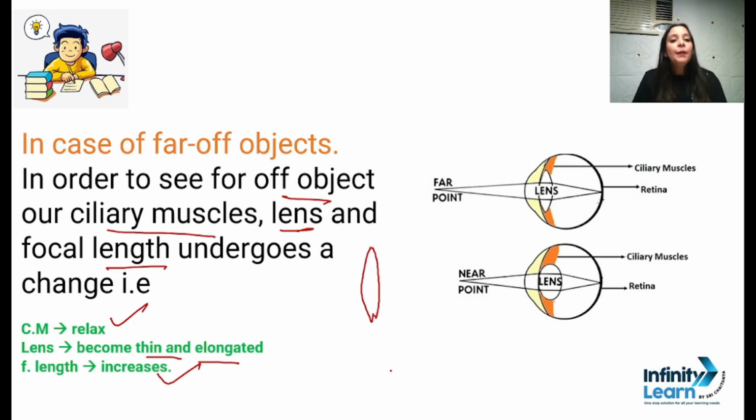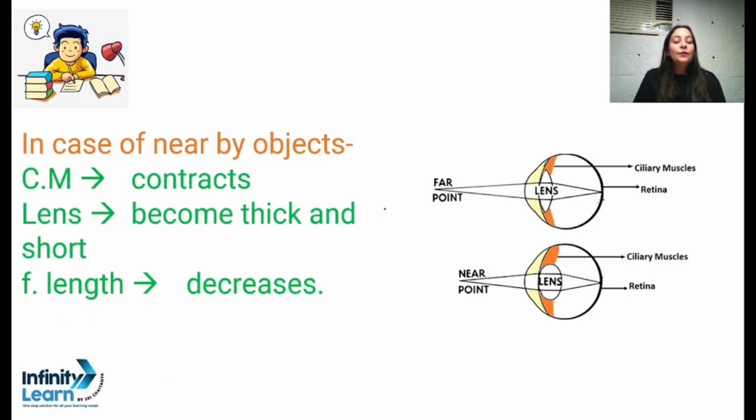So you need to remember that when we wish to see far off objects, ciliary muscles relax. The lens becomes thin and stretched, or you can say elongated. Third, due to which focal length increases. Now let's talk about when we wish to see something nearby.